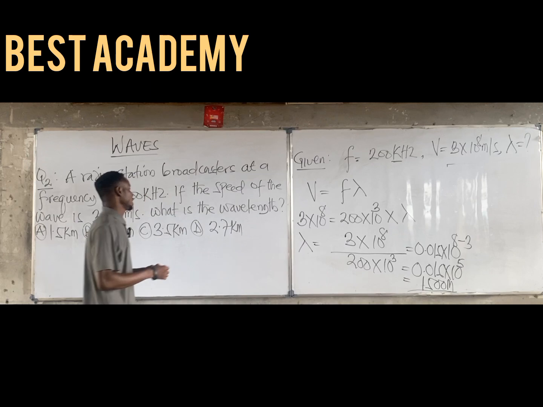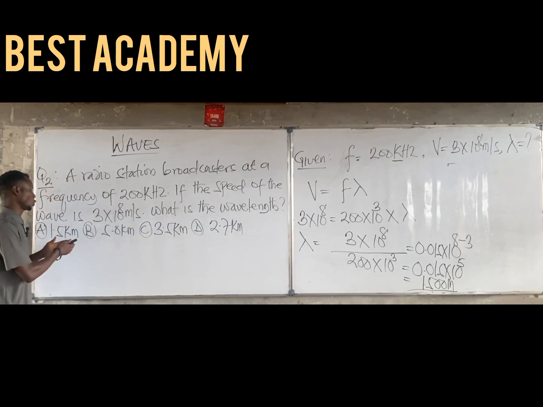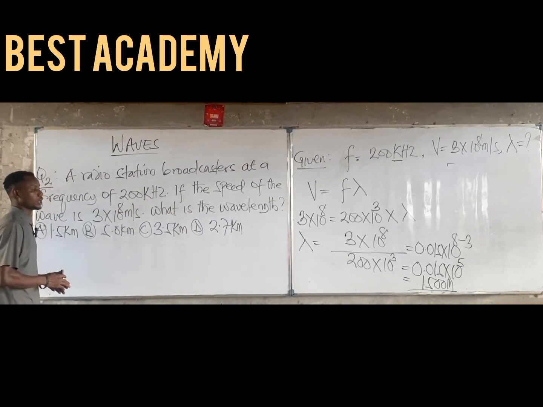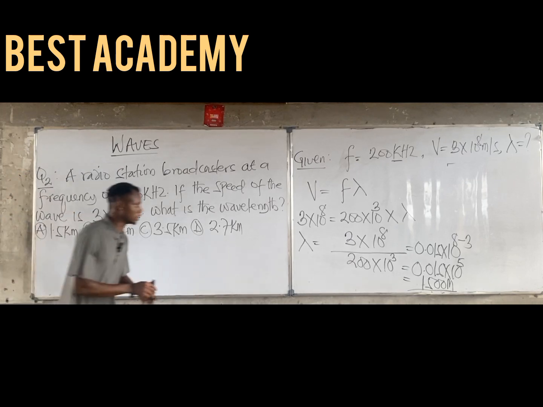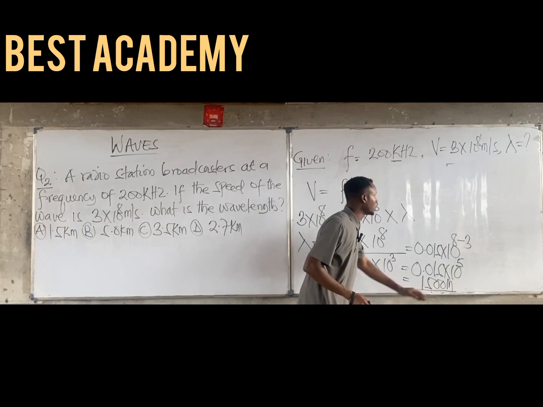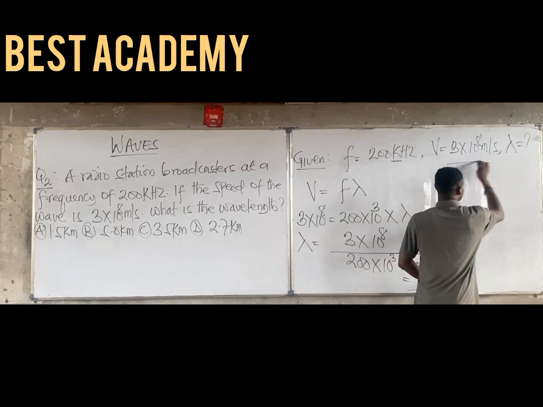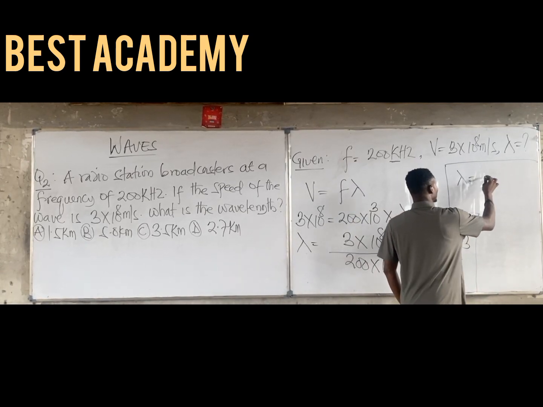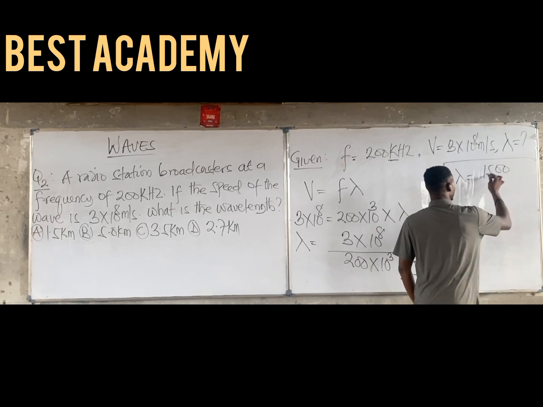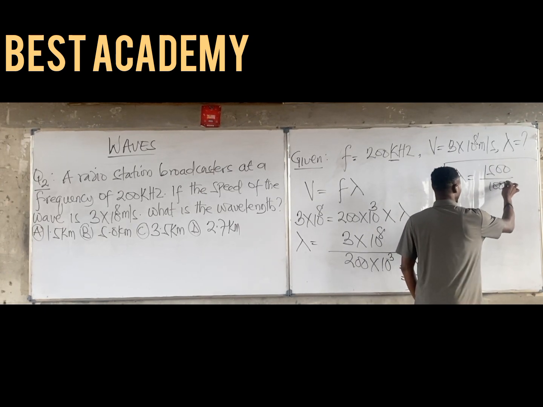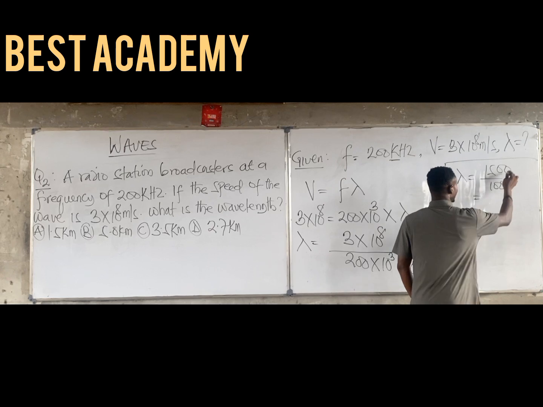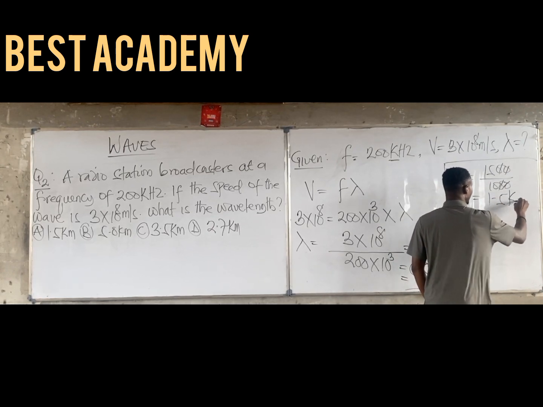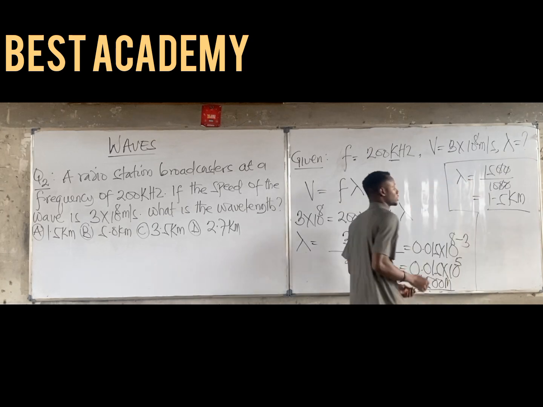But in the option, we are asked to represent this in terms of kilo. How do we do that? We divide by what? 1000. So divide this result here by 1000. I'm going to have my answer here. Please take note. When you divide by 1000, that means lambda will be equal to 1500 divided by 1000, which is going to give us, this will cancel this, 1.5 represented in what? Kilometer. Okay, please take note.